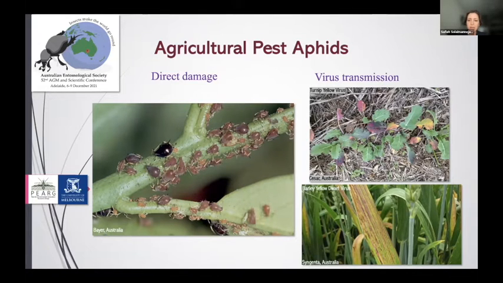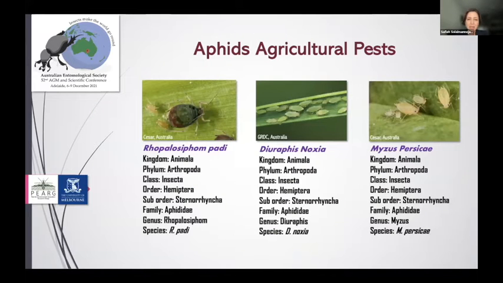Two main viruses that are transmitted by aphids are turnip yellow virus, transmitted by Myzus persicae, and barley yellow dwarf virus, which is transmitted by Rhopalosiphum padi or oat aphid. So in Australia, we have three aphid agricultural pest species: oat aphid, Russian wheat aphid, and Myzus persicae or green peach aphid.